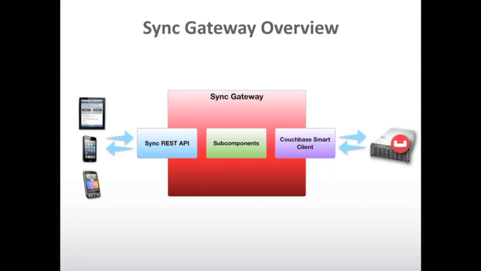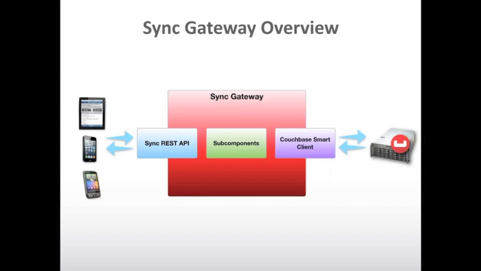So this is what we're looking at here. We've got devices using the Sync REST API. Then the Sync Gateway has a bunch of internal components, and then it also has a Couchbase Smart Client, which is writing data to and from Couchbase itself. And these subcomponents are the important magic of the Sync Gateway. As far as your mobile application is concerned, the Sync REST API is actually being handled by Couchbase Lite itself, but it is interacting through the Sync REST API.